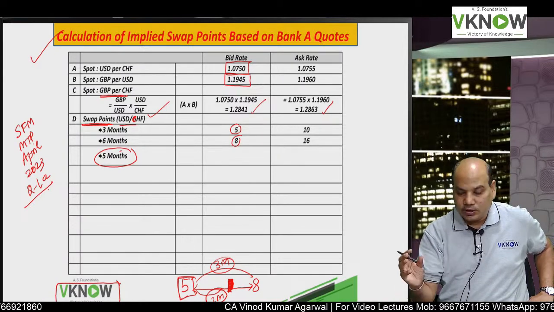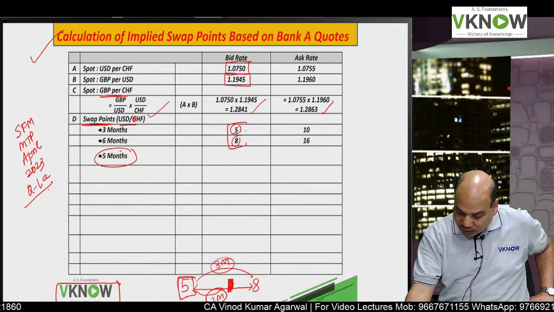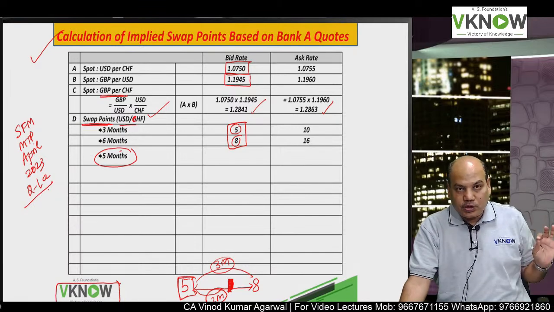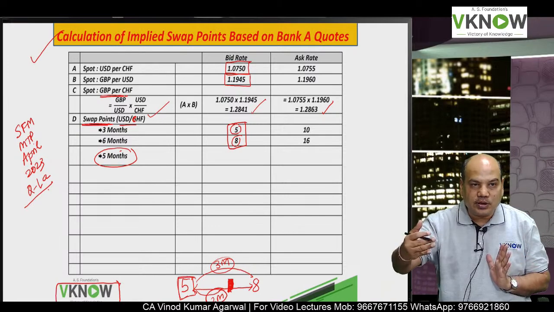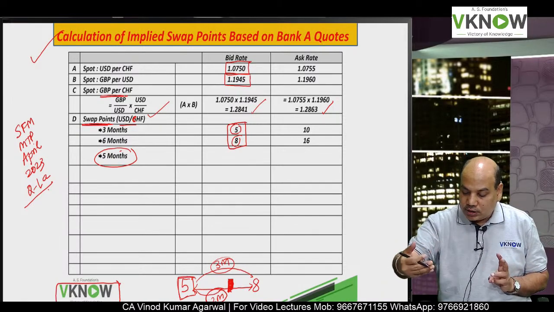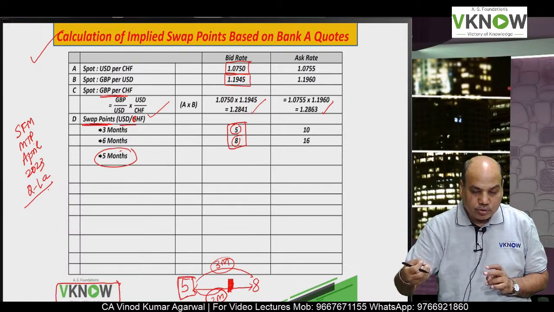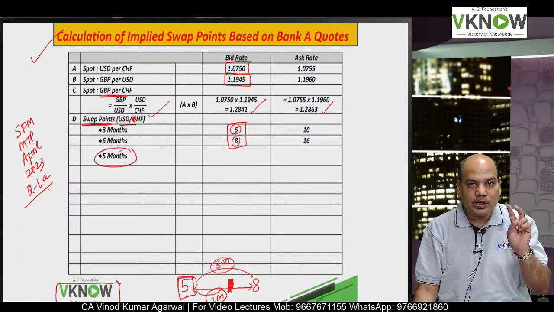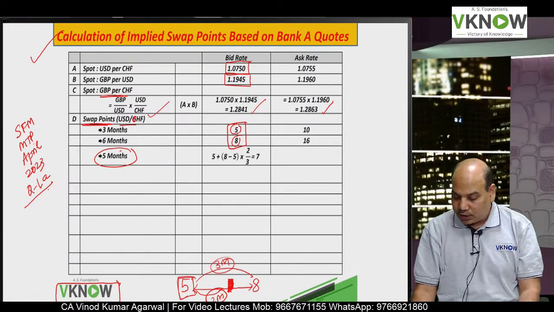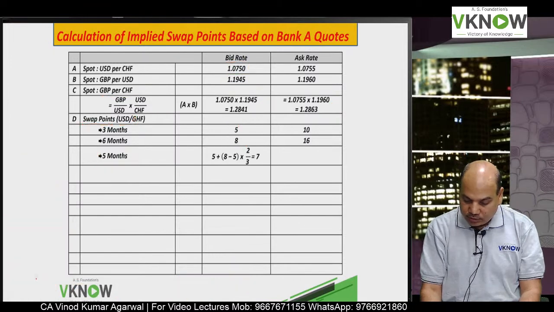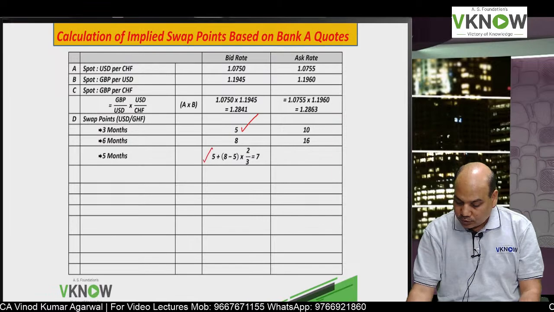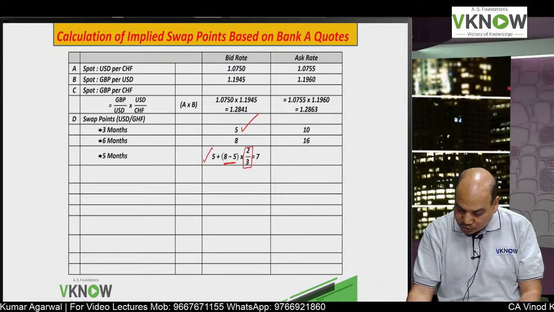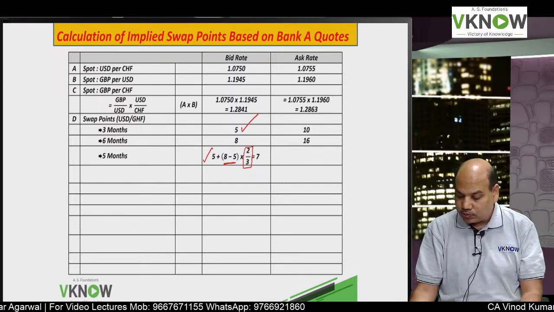5 plus 2 by 3 into the gap. 5 plus proportionate 2 by 3 into what is the change for 3 months. For 3 months it has changed from 5 to 8. So for 2 months it should have changed by 2 points only. So I will write like this. Please write down 5 plus, this is 5. This is the gap, 8 minus 5. This is the proportion, 2 by 3. So it comes to 7.